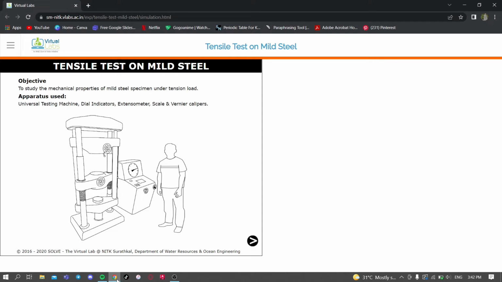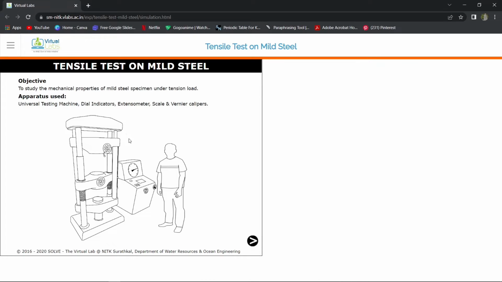Apparatus used: universal testing machine, dial indicator, extensometer, scale, and vernier caliper. This is what we showed of the tensile test in the virtual lab. As you can see, this is the machine, and next we can do the steps.